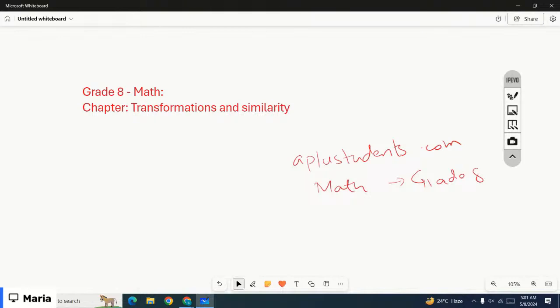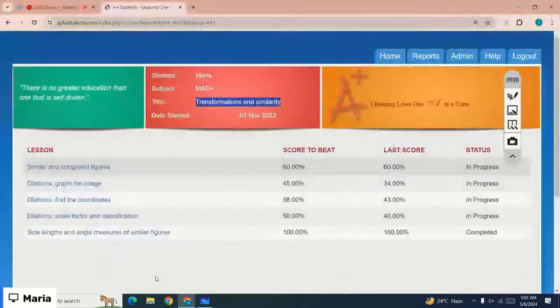Please make sure you have your notebook and pencil so that you can note down the important examples and definitions as well. So here I am on grade 8 math. The chapter we are on is transformations and similarity. Let's start with the first lesson, that is similar and congruent figures.